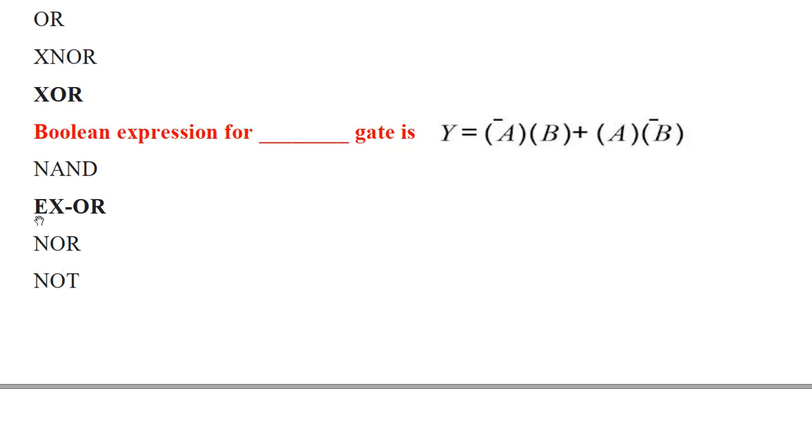Similarly, can we have the output equation for the XNOR gate? It is A XOR B whole complement, and if we write it in terms of basic gates, it is A into B plus A complement B complement.